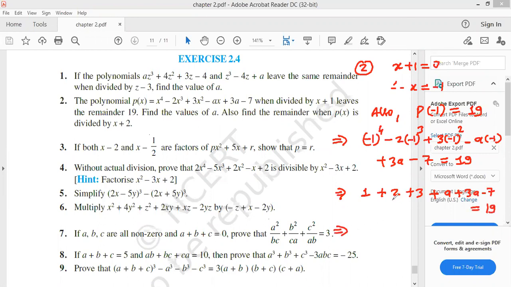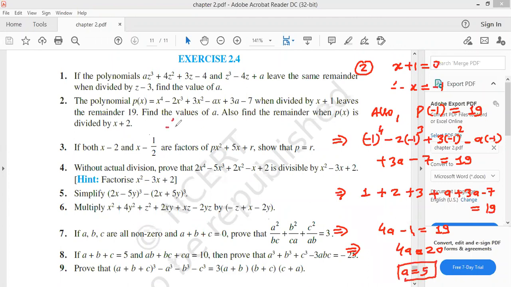Now it is equal to what? 3 plus 2, 5. 5 plus 1, 6. 6 minus 7 is minus 1. And 3a plus a, 4a. 4a minus 1 is equal to how much? 19. Therefore, 4a is equal to 20. And therefore, a is equal to how much? 5. The value of a is 5.